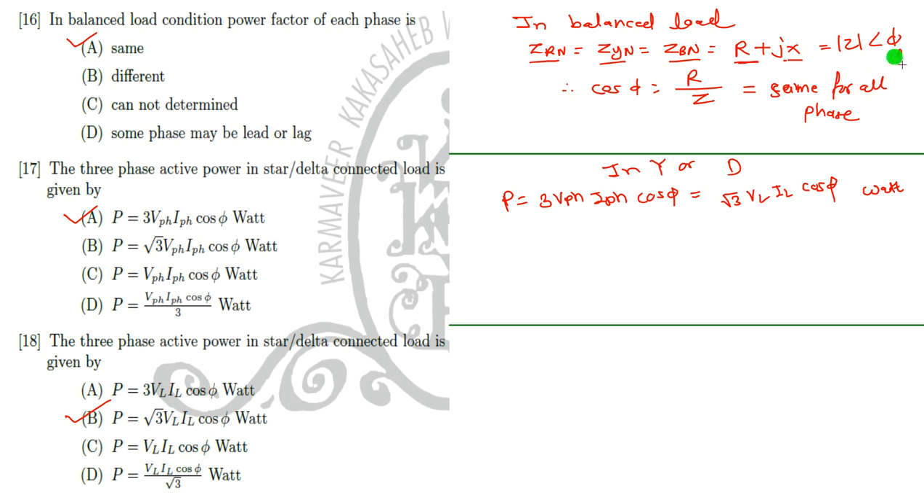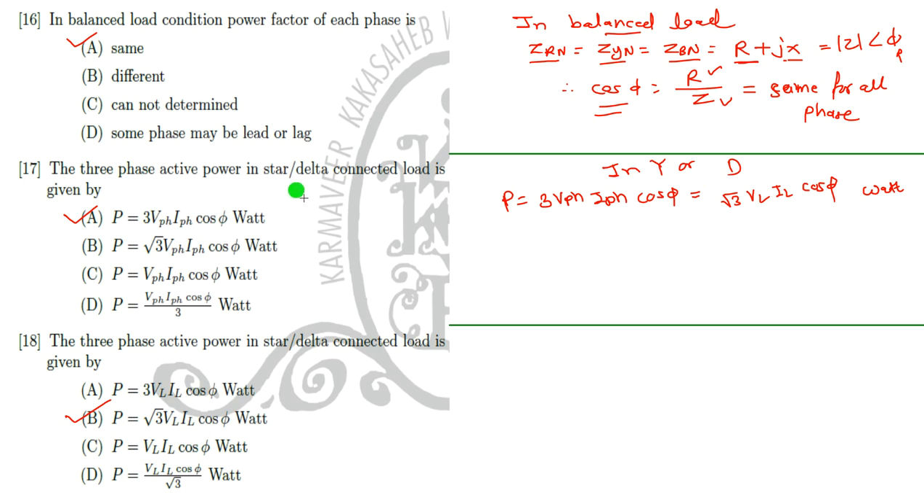The phase angle is the same for all phases if it is a balanced load. It means cos phi, the power factor, is nothing but R divided by Z. R is the same for all and Z is also the same for all. Hence the power factor is also the same for all. Power factor will not be different in the balanced condition.